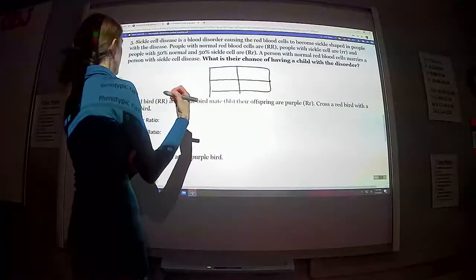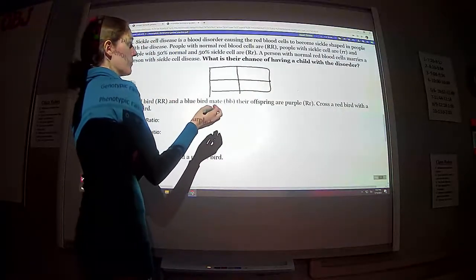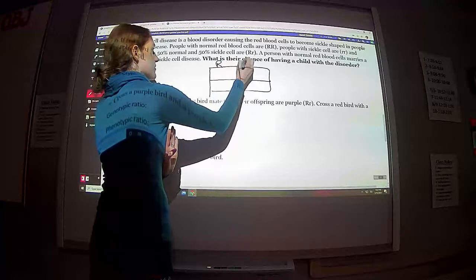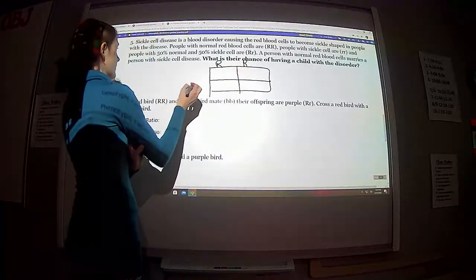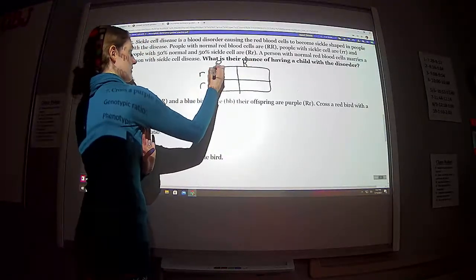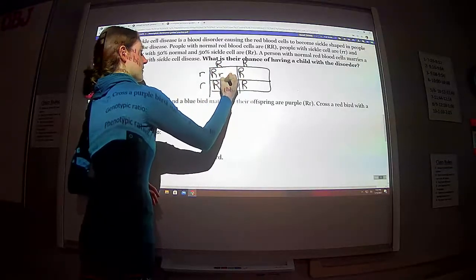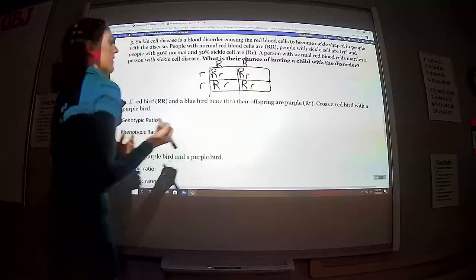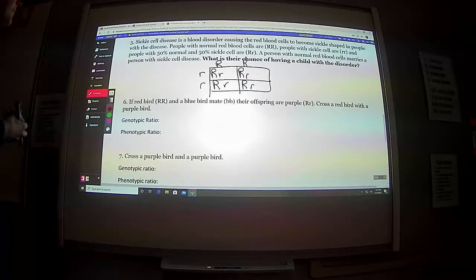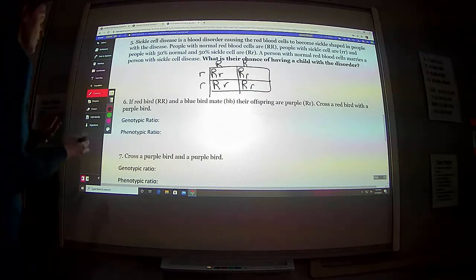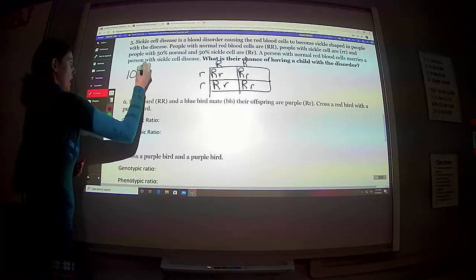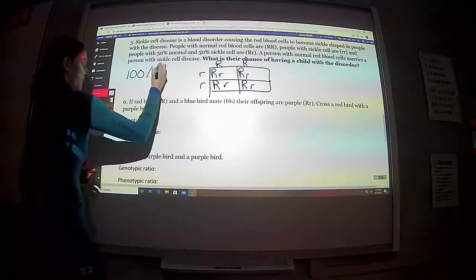So a person with normal red blood cells is going to be two capital R's, marries a person with the disease, which is two lowercase. So all of their children, 100% of them, are going to have some sickle cells.